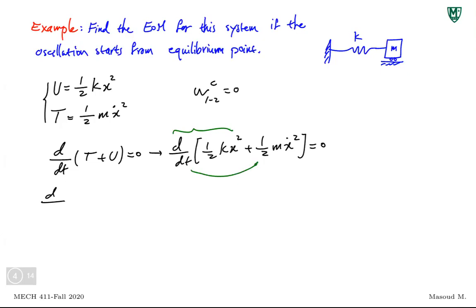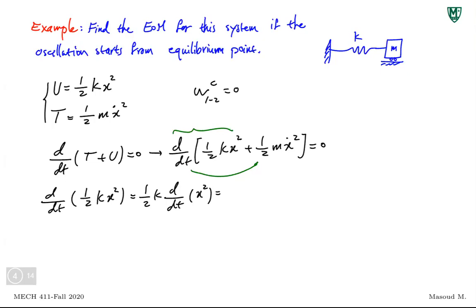So d dt of 1 over 2 kx squared. The rest is just math, has nothing to do with vibrations. Now I have to take the derivative with respect to time of an expression. Well, 1 over 2k is just a constant, it comes out, from x squared. Now x by itself is a function of time, so I'm taking the derivative of a function that itself is a function of time, and it's a square. All right, 1 over 2k d dt x squared.